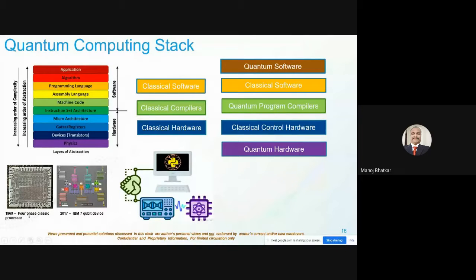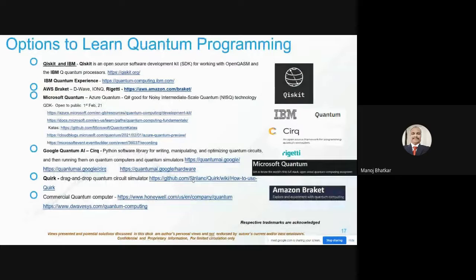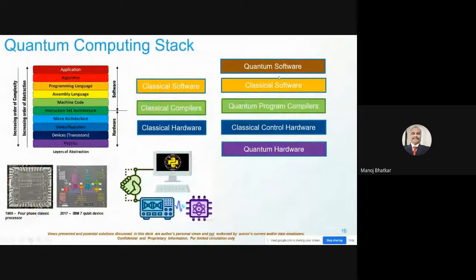What happened in 1969, where the 4-phase classic processor was there, till today's Intel i10, i11 and whatnot, right? Exactly equivalent is 2017, IBM coming up with a 7-qubit device. So the parallels are there. The hardware side is researching and investing heavily. What is required now is software that will actually work in a mixed mode, hybrid software I would say, and obviously the compilers that will translate the quantum programs into quantum hardware.